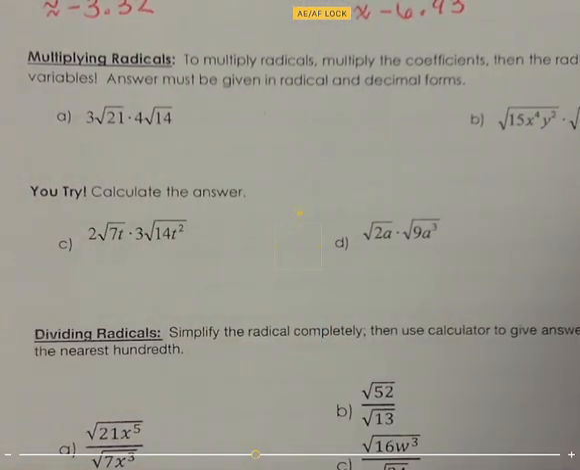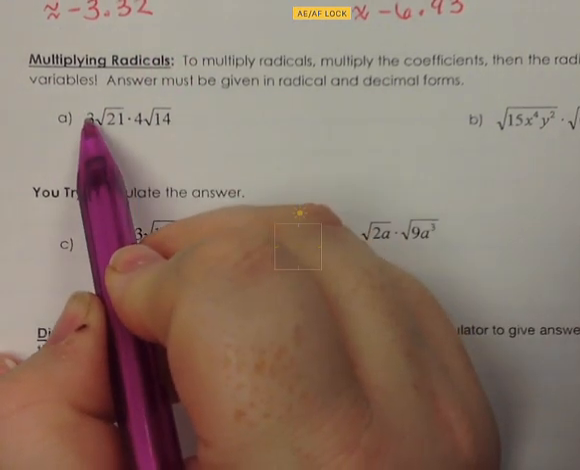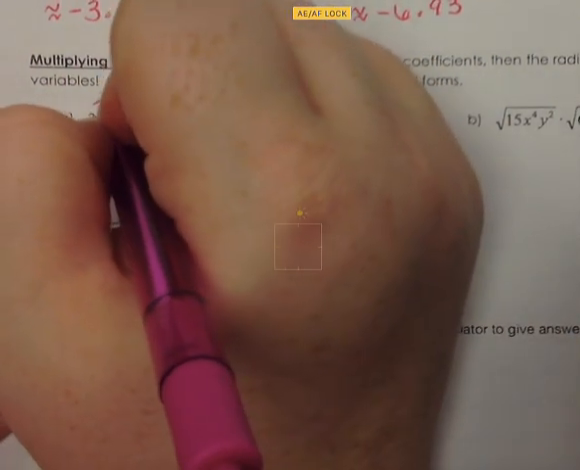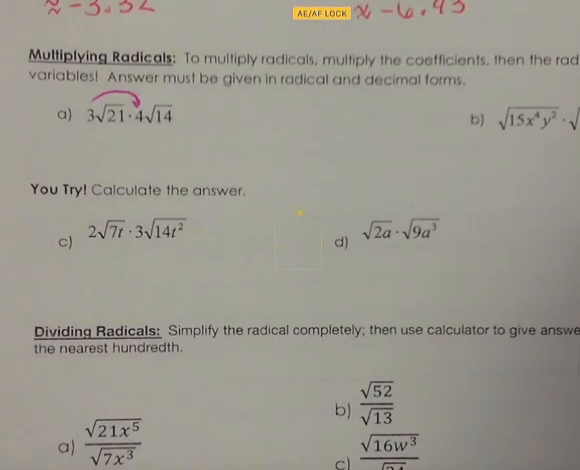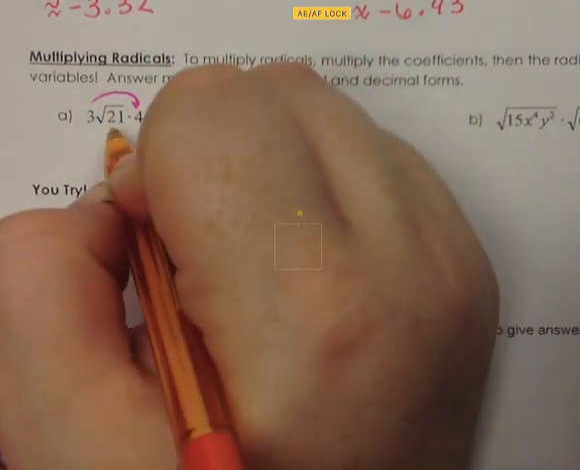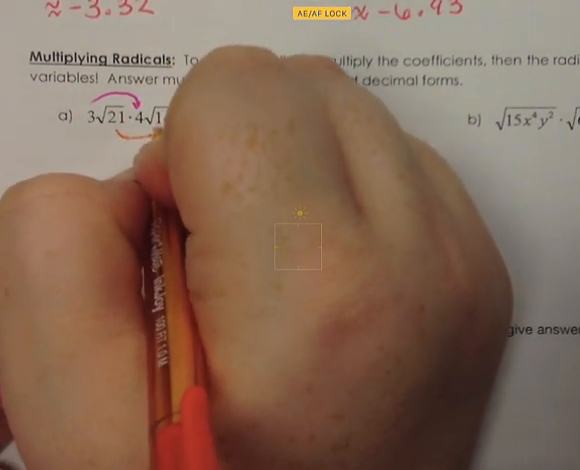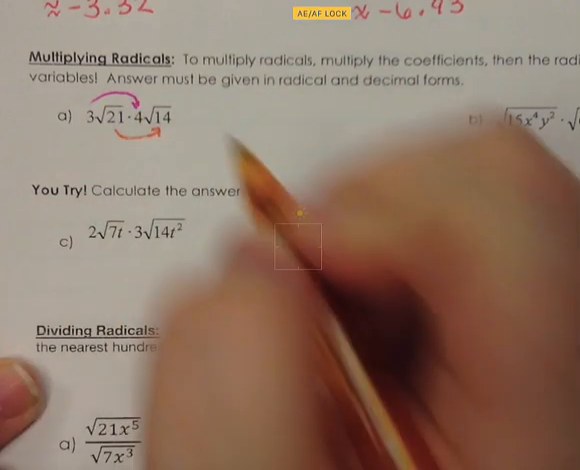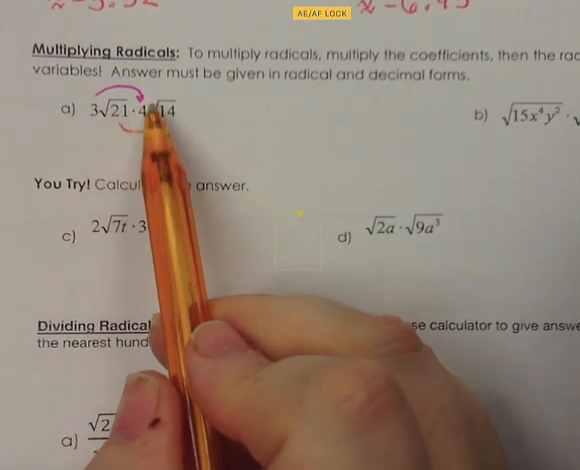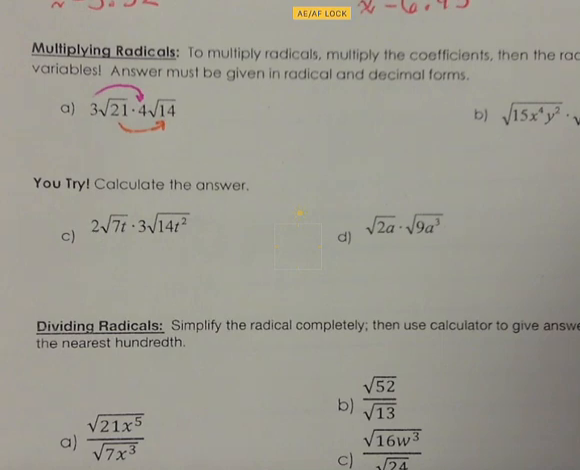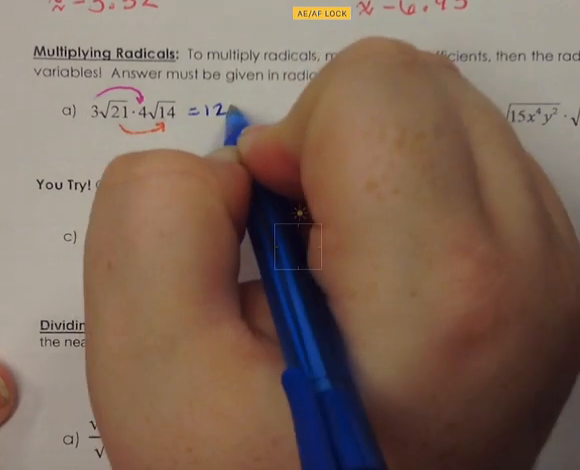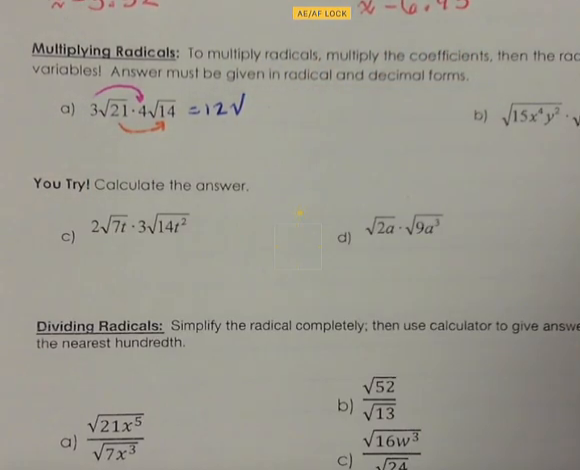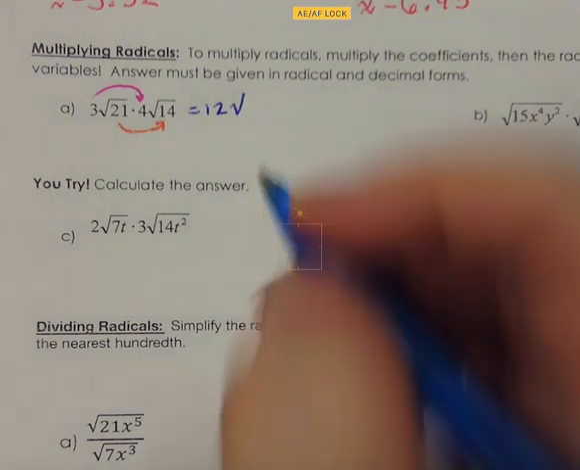So it says you have to multiply the coefficients. The 3 and the 4 are coefficients, so you have to multiply those together. And then the 21 and the 14 are your radicands. You have to multiply those together. As long as you have the same index on each of them, you can multiply them. This is a square root and this is a square root, therefore we can multiply them. So 3 times 4 is 12. We have the square root of 21 times 14, which is going to be 294.